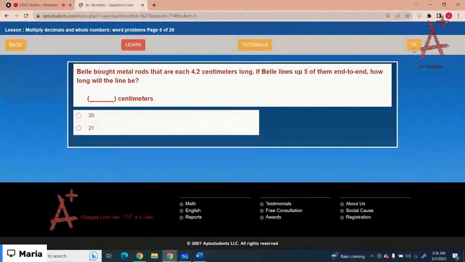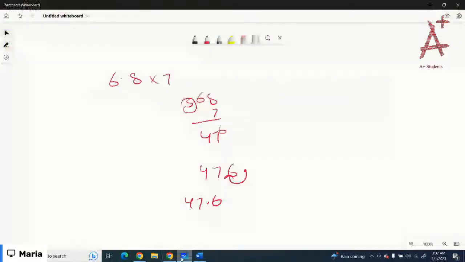Okay, the next one is Bell bought metal rods that are each 4.2 centimeters long. If Bell lines up 5 of them end to end, how long will the line be? So you have to do 4.2 times 5. Got it?